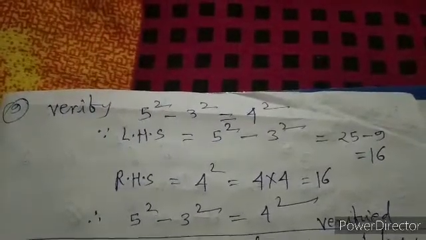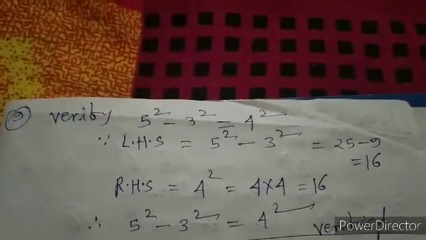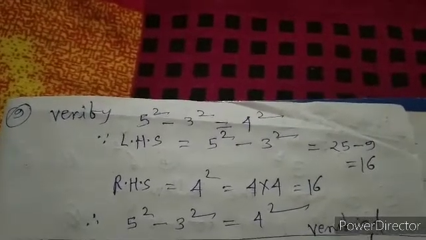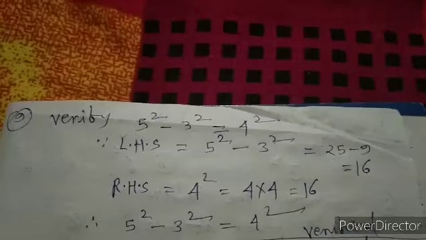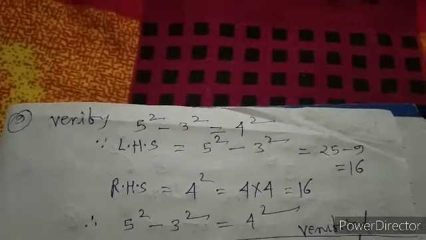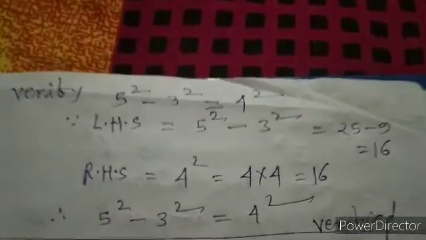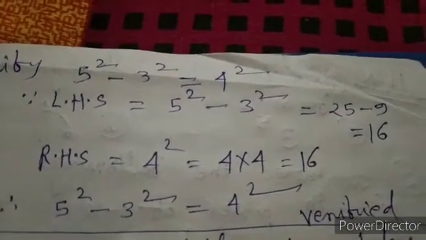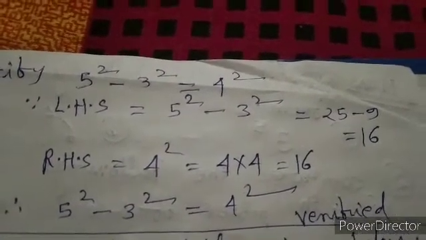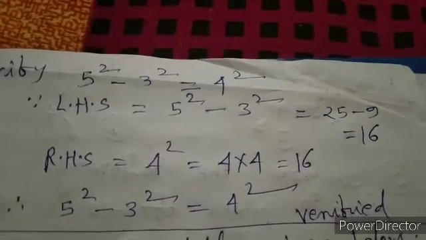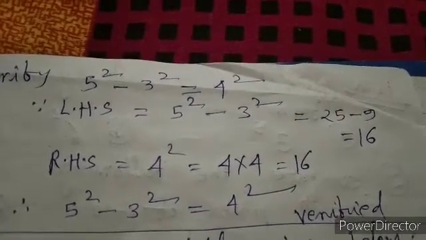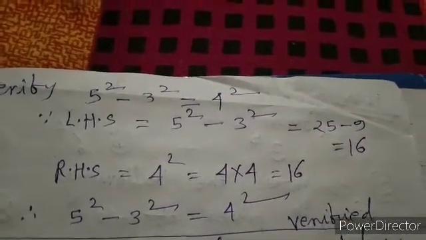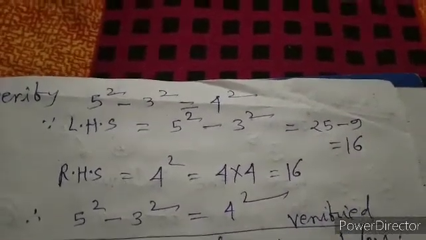Verify 5 square minus 3 square is equal to 4 square. Since LHS is equal to 5 square minus 3 square, which is equal to 25 minus 9, which is equal to 16, and RHS is equal to 4 square, which is equal to 4 into 4, which is equal to 16. Thus we observe that LHS is equal to RHS, hence 5 square minus 3 square is equal to 4 square.